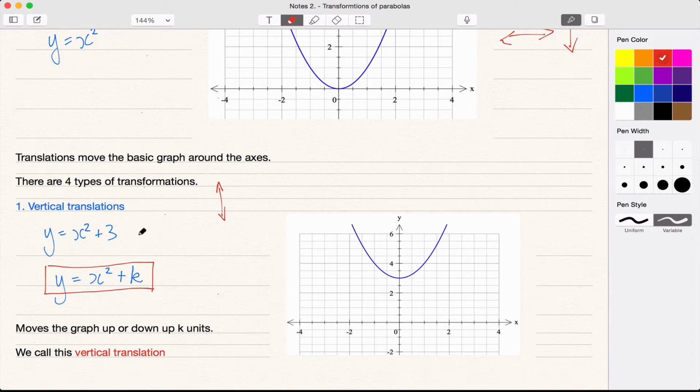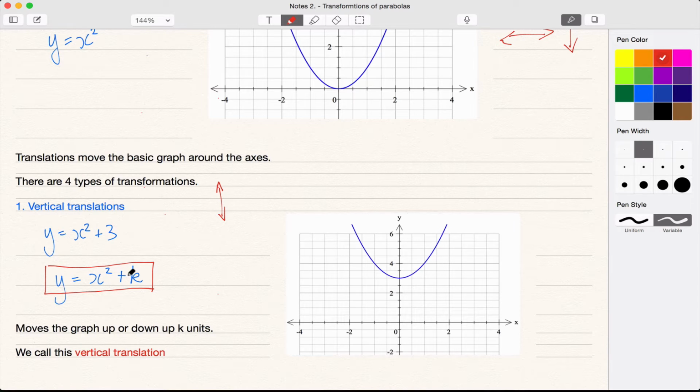If you had a minus, if it was x squared minus 3 for your equation, then the graph would move from the origin down to have a turning point down here at minus 3, and it would look something like that if the axis kept going. For each of these transformations, I'm going to give you a general equation that you can use for any number, and I'll be putting that in a red box.